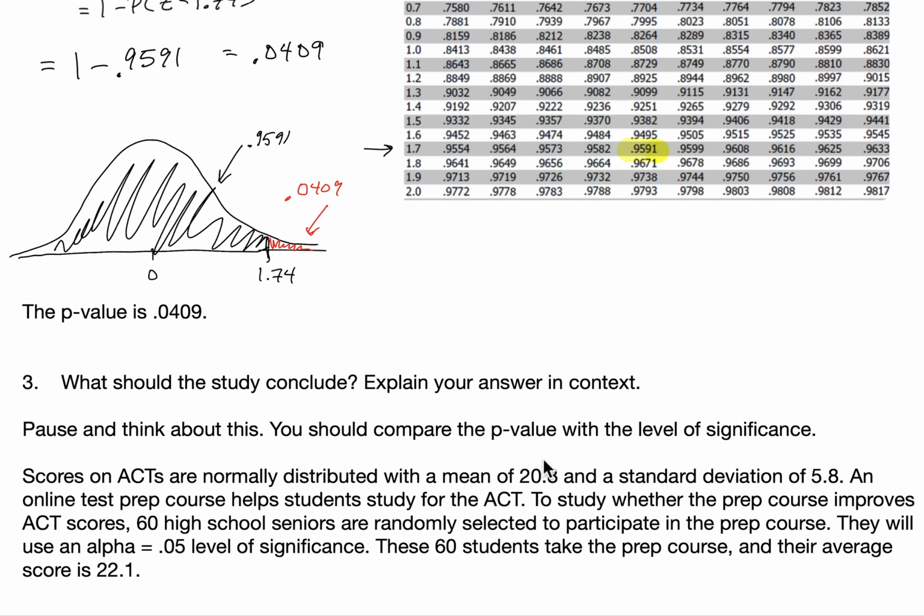And we're going to talk about what that means next. But again, one more time, I'd like you to pause and think before I go forward. What should the study conclude? Explain your answer in context. Pause and think about this. You should compare the p-value with the level of significance for the test. Take a look again at the wording of the problem, pause, and we'll talk about it in just a moment.